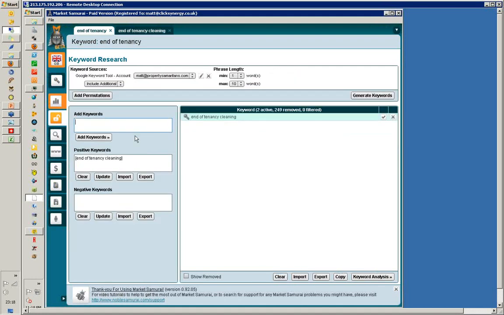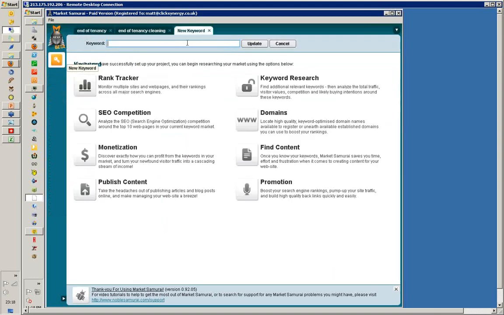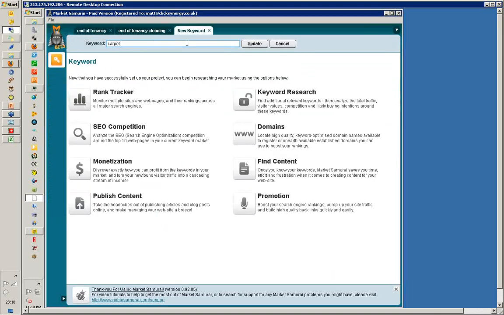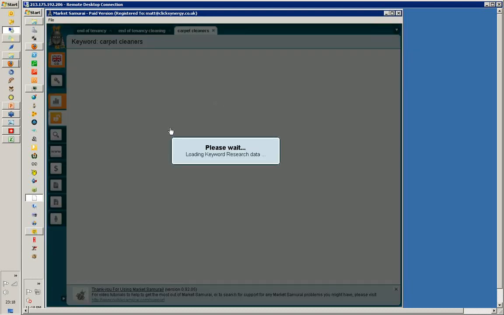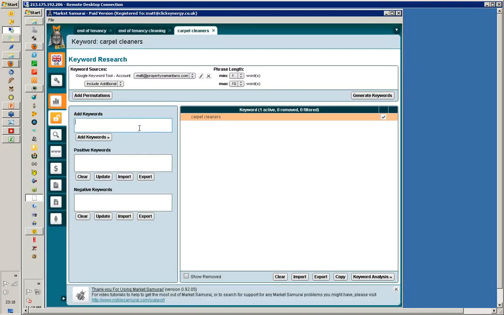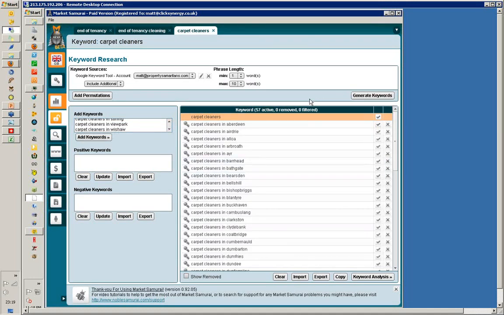Keyword generation. I want to add these keywords. And there, actually, sorry, I need a new keyword. It's carpet cleaners. And I'm going to look at what's got search volume, where the interest lies. So I'll add those keywords in there. So there we've got all the keywords over here for carpet cleaners.